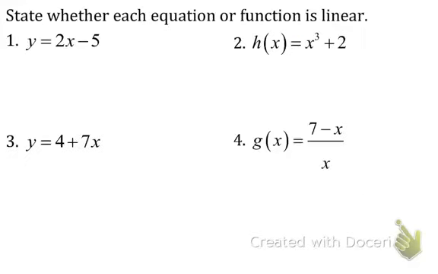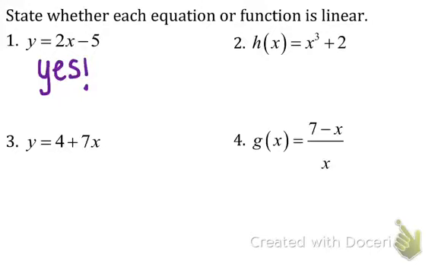So let's decide whether these functions are linear. Our first function, y equals 2x minus 5, has a variable x with an exponent of 1, so that is okay. It has no variables in the denominator or being multiplied together. So yes, this is a linear function.